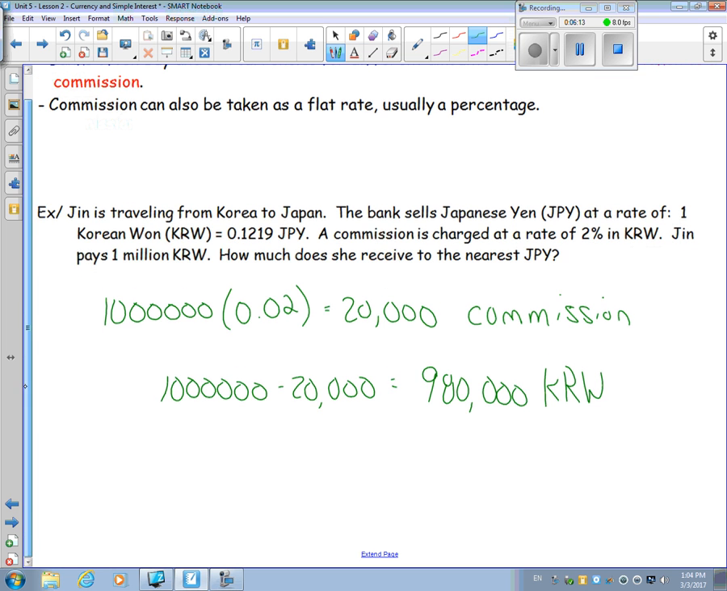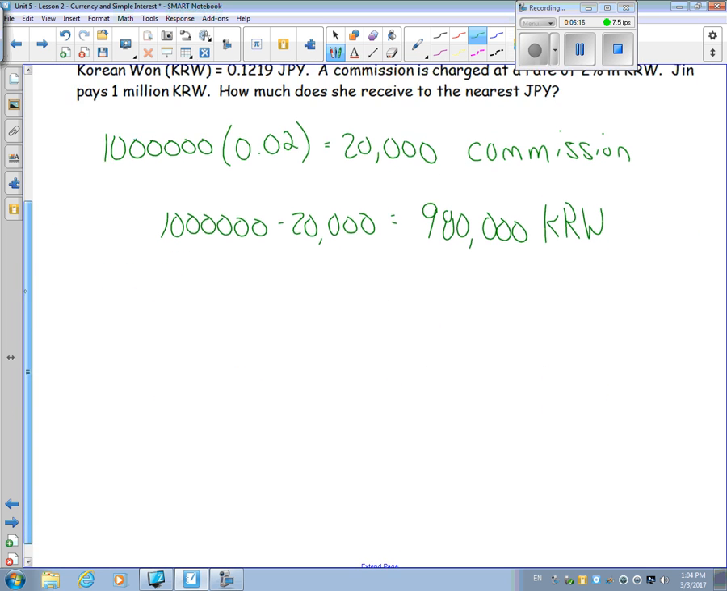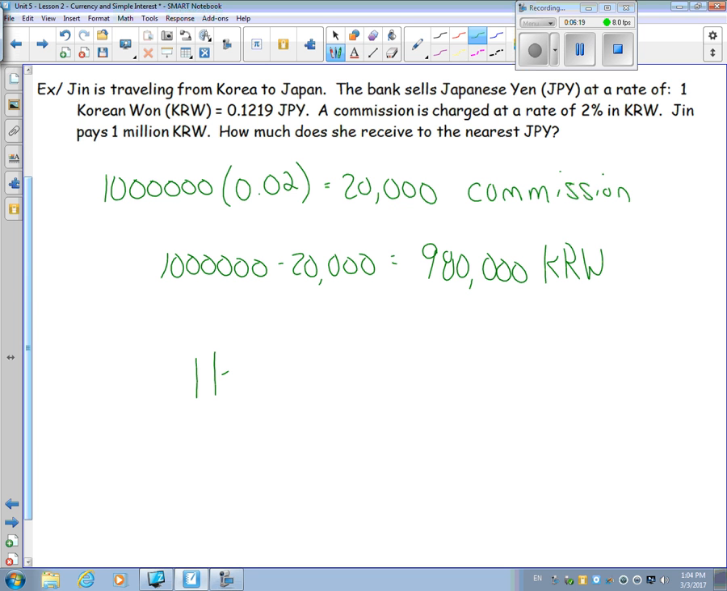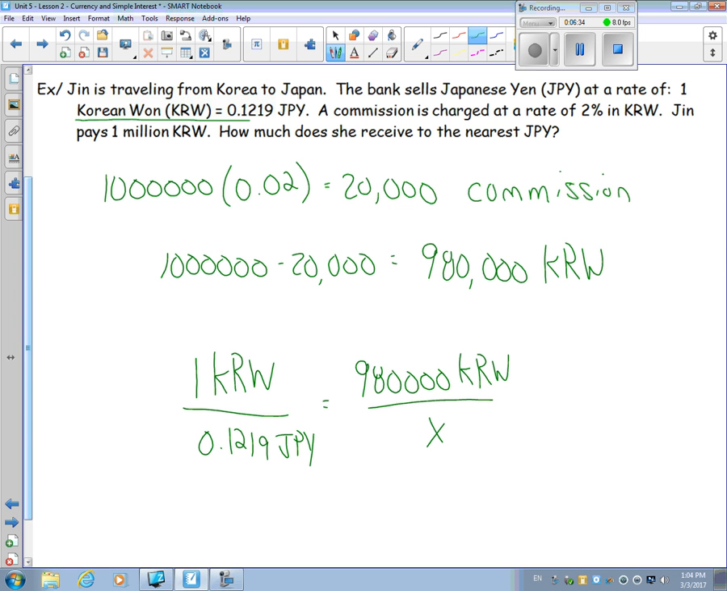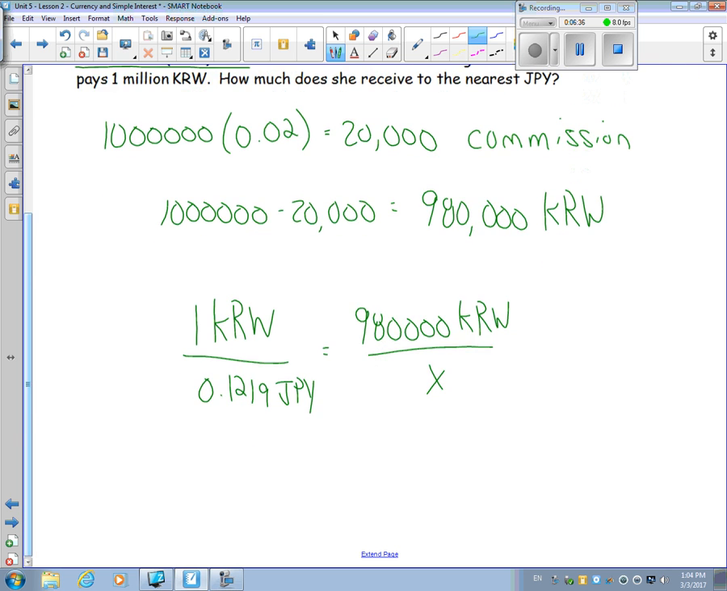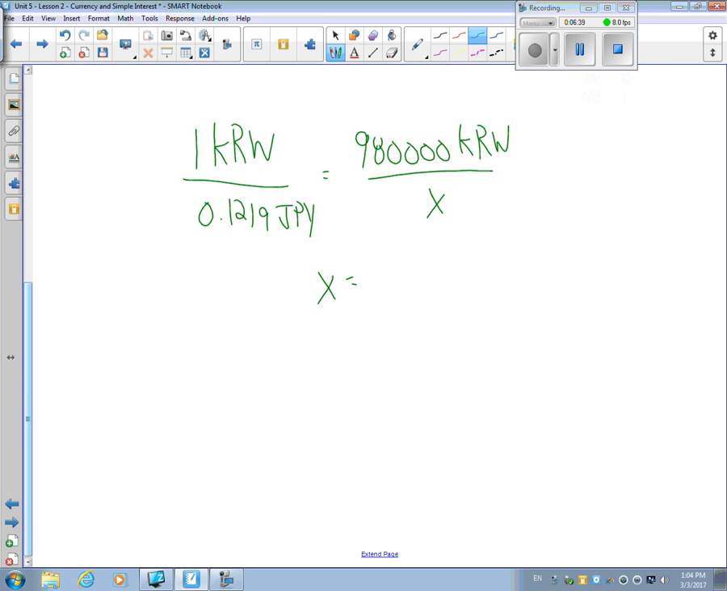Well, let's do our ratio conversion here. We got 1 Korean won, told that in the question, is 0.1219 Japanese yen. And we've got 980,000 Korean won. Let's do the calculation. So 1 times x is x. 980,000 times that decimal gives us 119,462 to the nearest 1 Japanese yen.